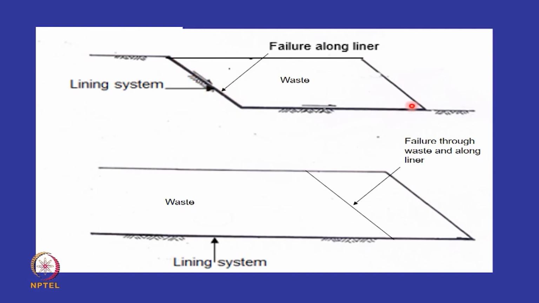But now remember that there is a liner interface at the bottom. Is the liner interface a weak interface? Yes, we'll look at the angle of shearing resistance. So maybe your failure will occur like this. This has to be analyzed. Or if this is far away, suppose this is that far away, then maybe the failure will occur like this. So these are straight line failure surfaces.